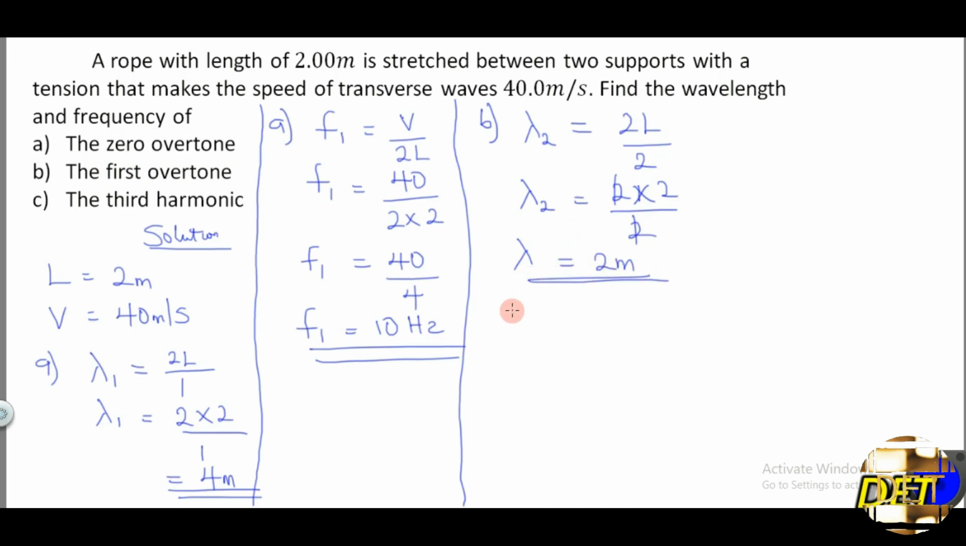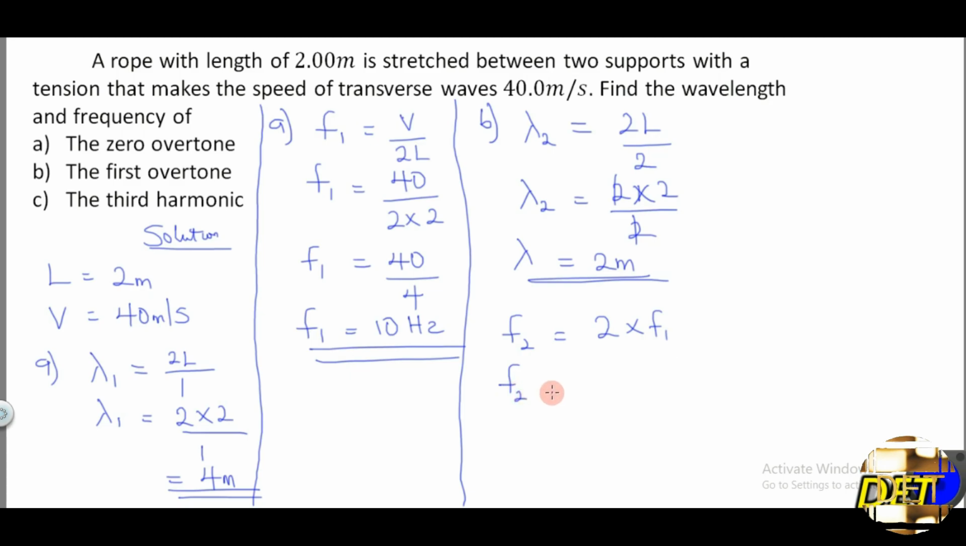Very simple and straightforward. Then the next thing is to look for the frequency of the first overtone, which is your second harmonic. So F2 will be equal to 2 times your F1. Remember that harmonic frequencies are whole number multiples of the fundamental frequency.